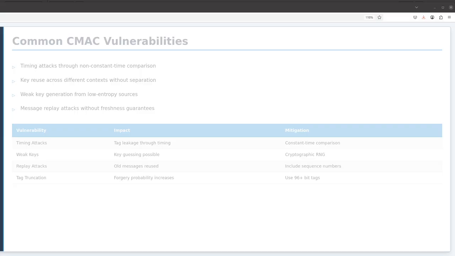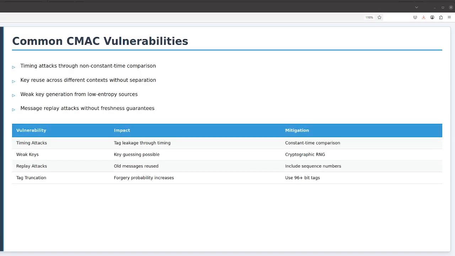Common CMAC vulnerabilities. Understanding potential vulnerabilities helps us implement CMAC securely and avoid common pitfalls. While CMAC itself is cryptographically sound, implementation flaws can undermine its security. Timing attacks are a major concern in MAC verification. If the comparison function exits early when it finds a mismatch, an attacker can measure the time taken to reject different tags, and gradually learn the correct tag byte by byte. This is why we emphasize constant time comparison. The attack can work even over networks if the attacker can make many attempts and average out network jitter.